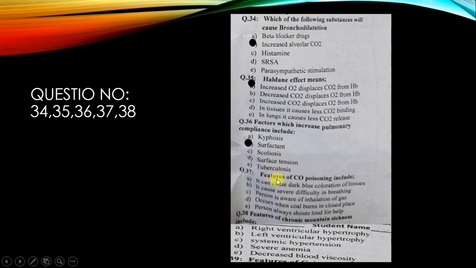Features of CO poisoning include: it can cause dark blue coloration of tissues, it can cause severe difficulty in breathing, it occurs when coal burns in a closed place, or the person always shouts for help. So in this we see option D is correct.